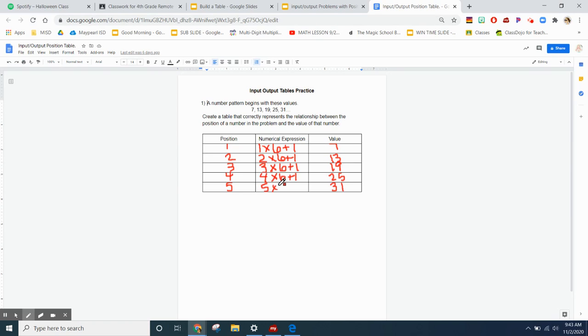5 times 6 is 30 plus 1 is 31. That works. Now, you're not going to see an expression like this a lot of the time, but just know that it's possible. You won't necessarily always have to create this, but if you saw it in a table, just know how to read it, okay?